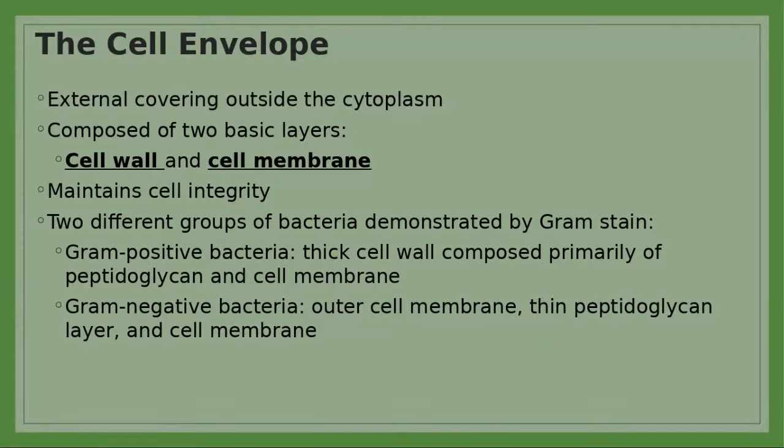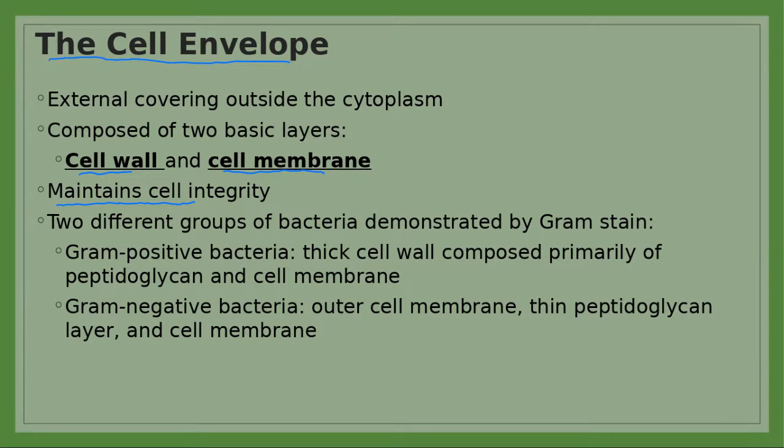Again, the cell envelope consists of the cell wall and the cell membrane. The primary function of the cell envelope is covering and protecting the inside structure of the cell. It is also used for maintaining the cell integrity, and for movement of materials in and out.